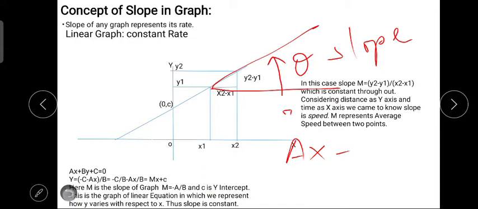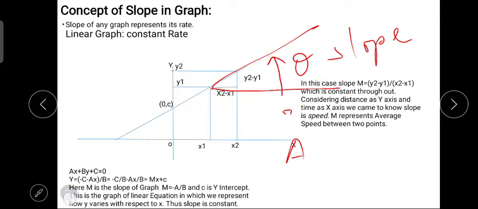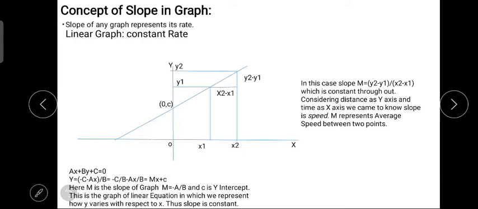That is, this is the graph of a linear equation in which we represent how y varies with respect to x, thus the slope is constant every time. Suppose you want to calculate the slope for this value of x and the corresponding value of y, this will again give you a theta angle. If I say this is theta 1 and this is theta 2, the slope of the graph will remain constant, which means the angle made between the x and y axis will remain constant. This is the basic knowledge of graphs which you should possess.